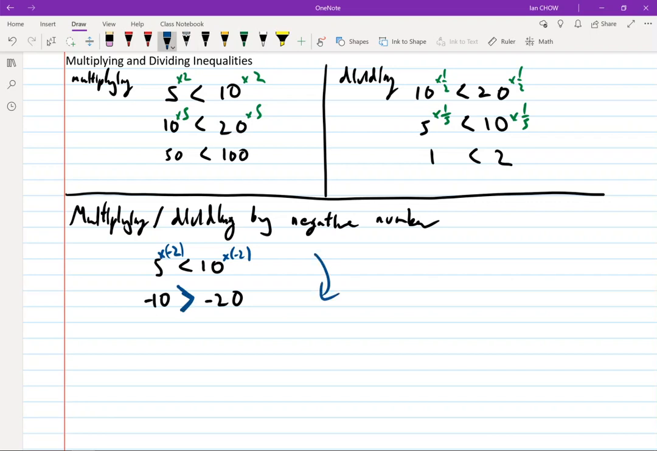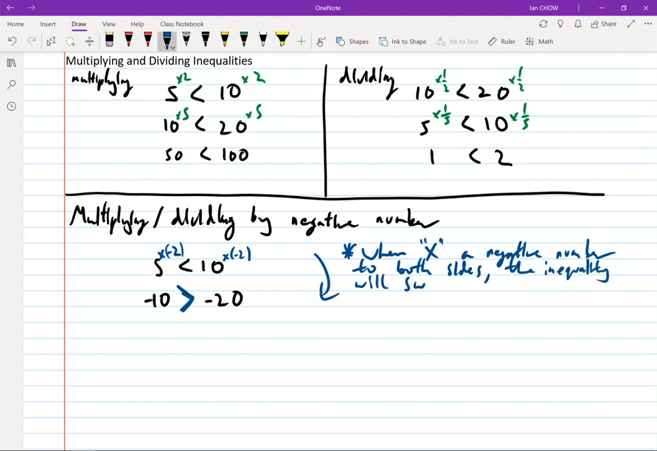And so keep that in mind, when multiplying a negative number to both sides, the inequality will swap. And so less than will turn into greater than. And then also if we have greater than, it will turn into less than. If you have less than or equal to, it would turn into greater than or equal to, and so on.